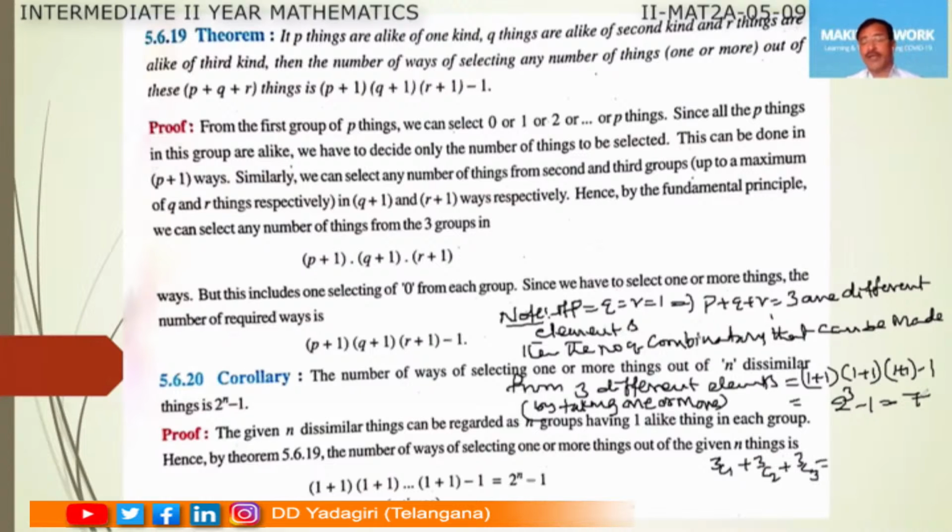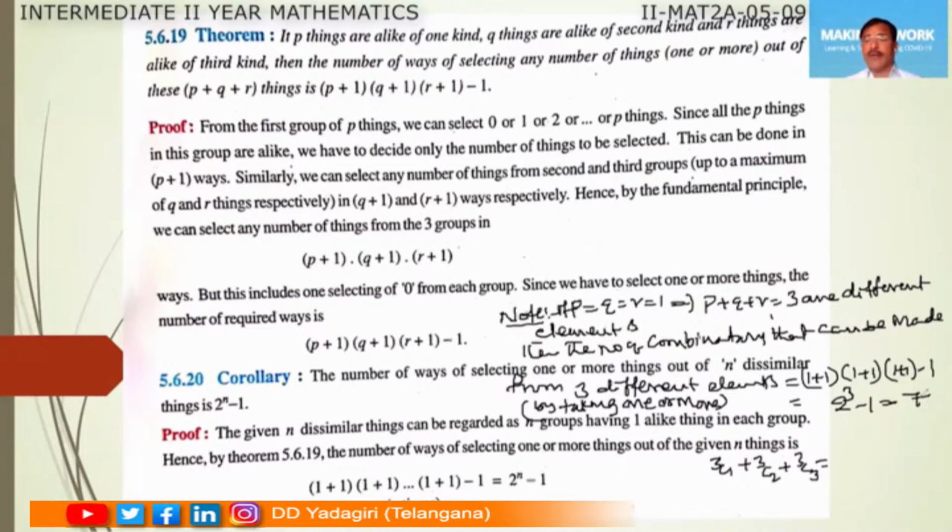So from the three different things, how many types of combinations, how many ways we can select the things? We can select one thing at a time, we can select two things at a time, we can select three things at a time. By taking one thing, we can get 3C1 combinations. By taking two things, we can get 3C2 combinations. By taking three things, we can get 3C3 combinations.